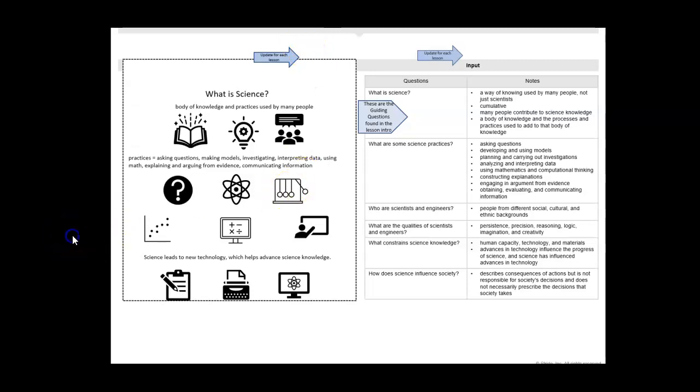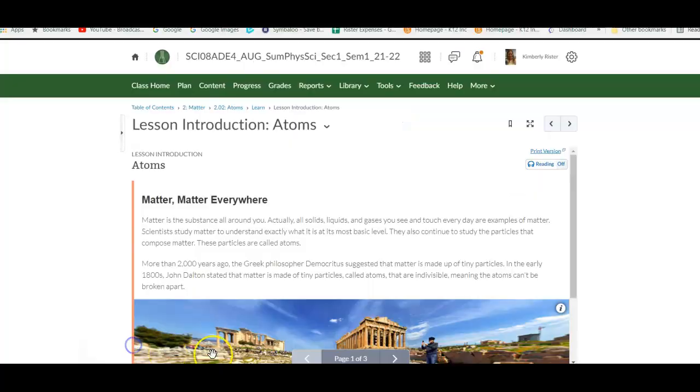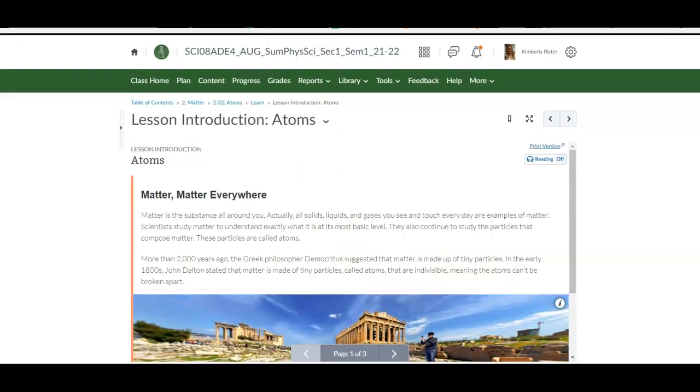All right, so now let's get into the lesson. So we're talking about atoms, and we know that we want to pull up and be ready to get those guiding questions done as well. So we'll focus on those when we get to that page. But we're talking about matter being the substance all around us. Actually, all solids, liquids, and gases you see and touch every day are examples of matter.